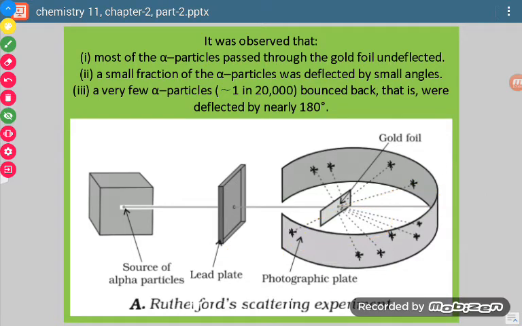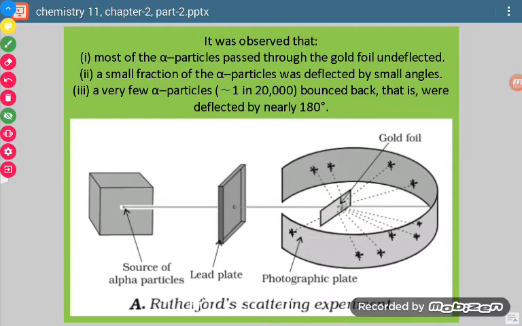What were those? Number one, most of the alpha particles passed through the foil undeflected. There was no deflection at all. A small fraction was deflected by small angles, and very few alpha particles bounced back. Bounced back means they strike and come back in the same direction. So this was also observed.